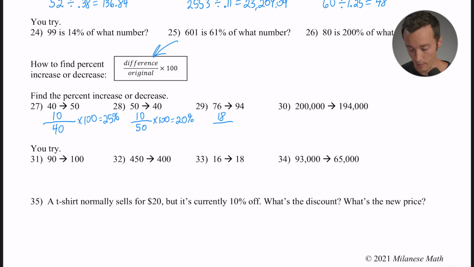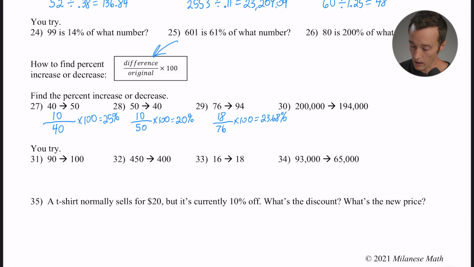Okay, well, what number goes in the denominator in the bottom? Well, it's the original number, which in this example was 76. And then of course, to get it as a percentage, you always need to multiply by 100. So 18 divided by 76 times 100 is 23.68. And don't forget to call that a percent.